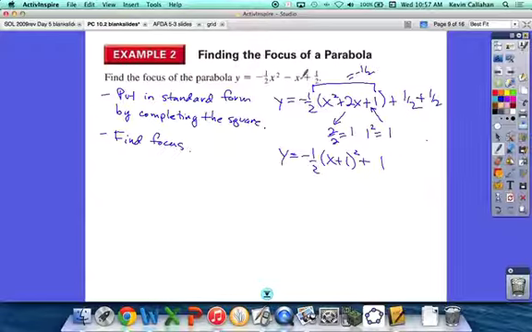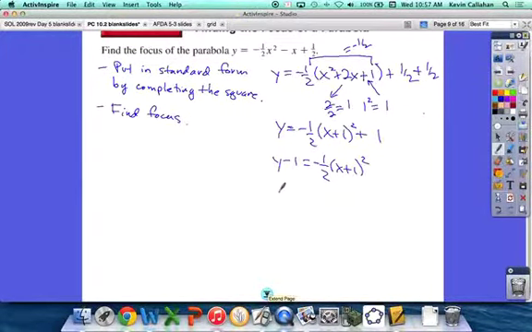Remember, we need this thing to be solved for the squared term. So you've got to get everything else on the other side. So this is going to look like y minus 1 equals -1/2 times x plus 1 squared. Multiply by -2, right? And that'll be -2 times y minus 1 equals x plus 1 squared.